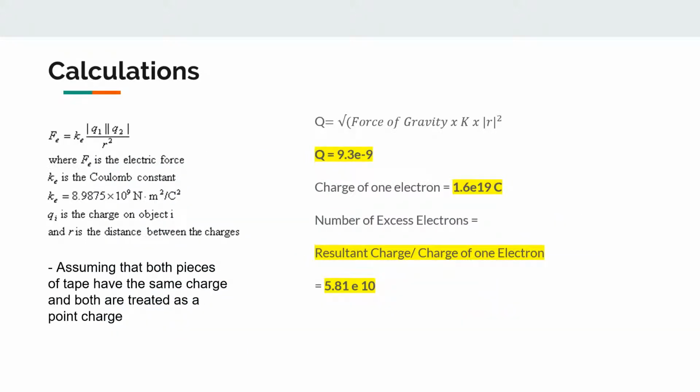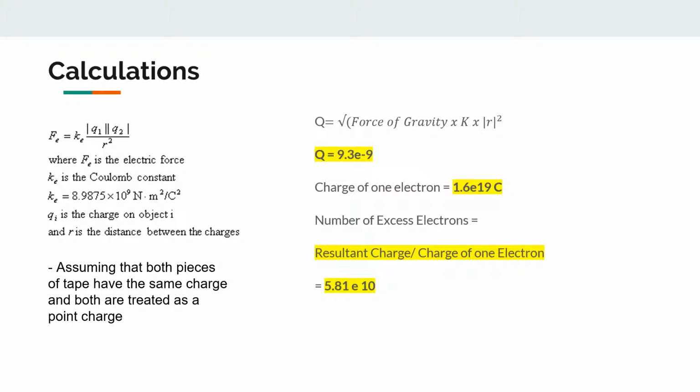For the calculation part of this lab, we continuously use Coulomb's law, which states force equals k, which is 9 times 10 to the 9th, times charge over the distance squared. We assume that both pieces of tape have the same charge and both are treated as point charges. From Coulomb's law, we can derive an equation for charge, which is Q equals the square root of force of gravity times the distance squared over k. That gives us a charge of 9.3 times 10 to the negative 9th coulombs.